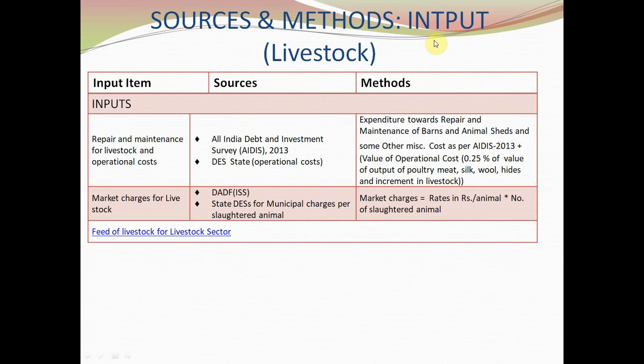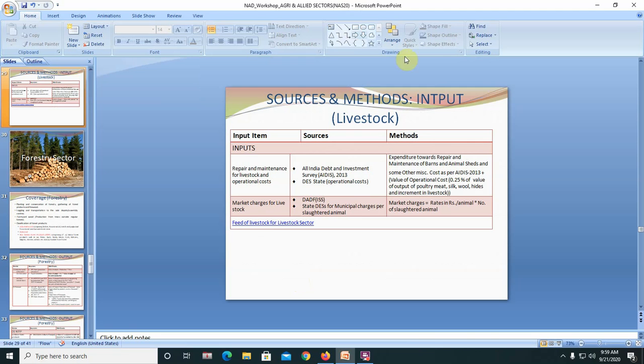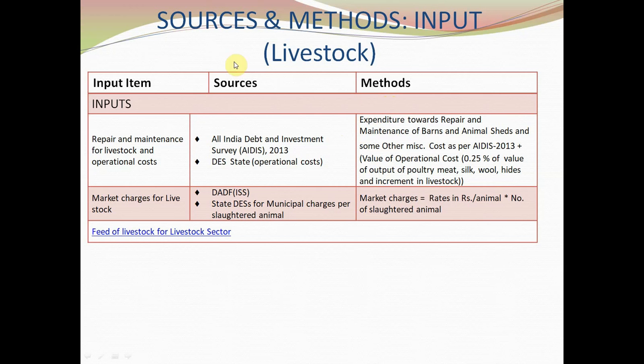Now sources and methods for input in the livestock sector. For this, inputs are repair and maintenance for livestock and operational cost, and sources are the All India Debt and Investment Survey, AIDIS 2013. DES states are providing operational cost.